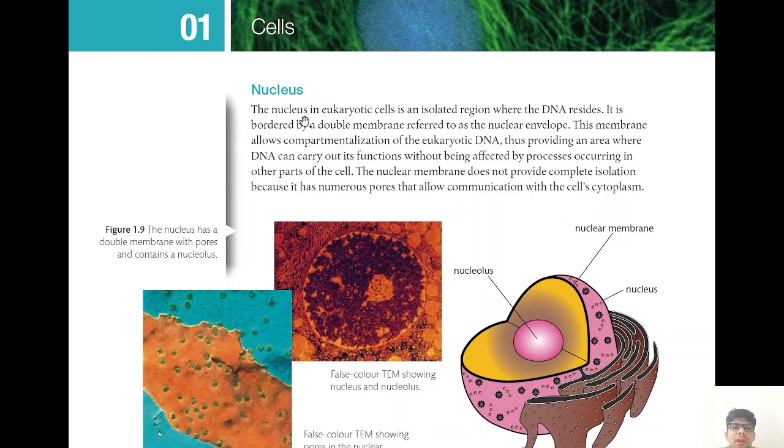Now, the nucleus in the eukaryotic cell is an isolated region where DNA resides. It is bordered by a double membrane referred to as the nuclear envelope. This membrane allows compartmentalization of the eukaryotic DNA, thus providing an area for the DNA to carry out its function without being affected by processes occurring in other parts of the cell. The nuclear membrane does not provide complete isolation because its numerous pores allow communication with the cell cytoplasm.